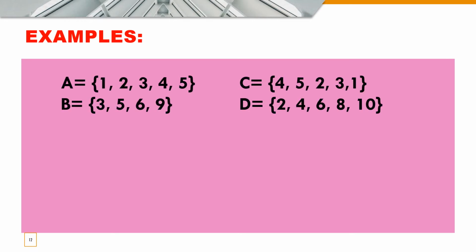Let's have here more examples. We have set A contains 1, 2, 3, 4, 5. Set B, 3, 5, 6, 9. Set C, 4, 5, 2, 3, 1. And set D, 2, 4, 6, 8, 10. What can you say about set A and set C? Are they equal or equivalent?